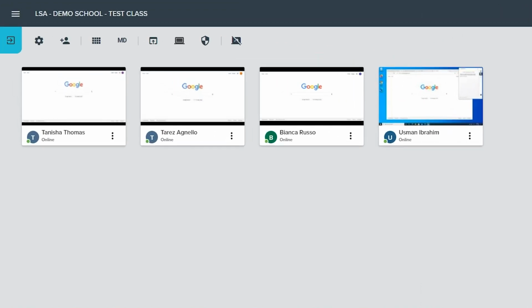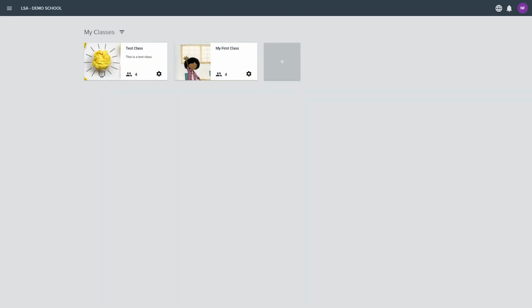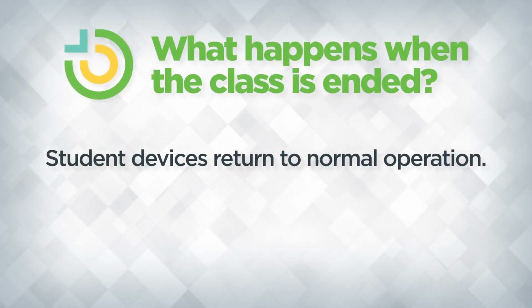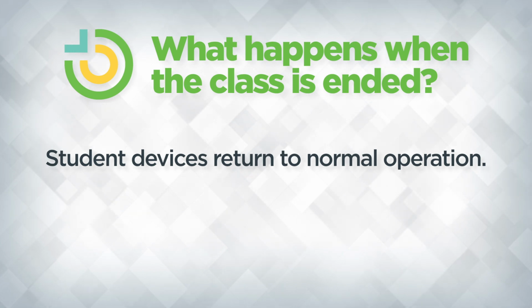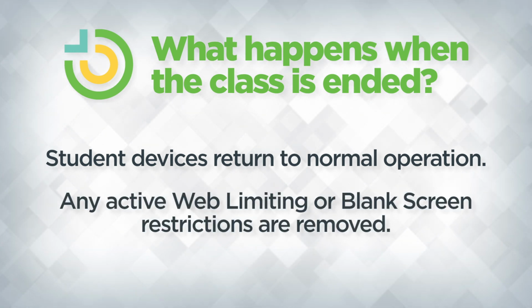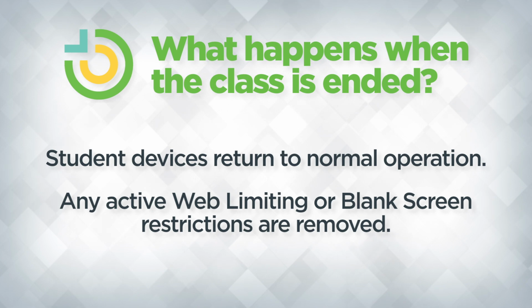When the class is over, click the Exit Class button to return to the My Classes page and end the class for all connected students. Doing this returns the student devices to normal operation, removing any web limiting or blank screen restrictions that may have been active during class.